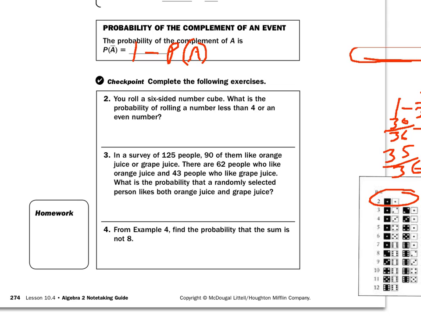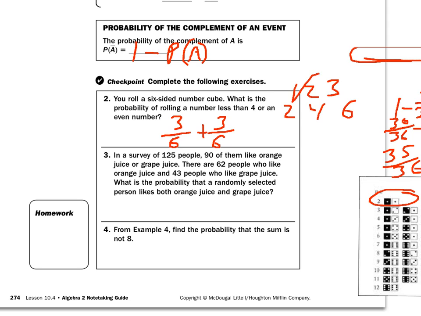All right, welcome back. You roll a 6-sided number cube. What is the probability of rolling a number less than 4 or an even number? Numbers less than 4 would be 1, 2, and 3. Even numbers are 2, 4, and 6. So I have a 3 out of 6 chance of rolling a number less than 4, plus a 3 out of 6 chance of rolling an even number.